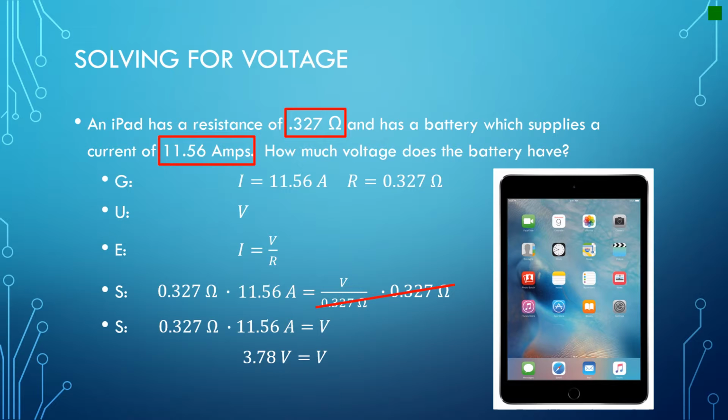That means we need to get rid of 0.327 ohms, and to do that I have to do the opposite. Right now it's V divided by 0.327 ohms, so I'm going to do the opposite, multiply by 0.327 ohms. And if I do that on both sides to keep it algebraically correct, then I'm going to simplify. V divided by 0.327 times 0.327 will simplify down to just V. And then I have to multiply 0.327 times 11.56 and I get my answer of 3.78 volts, which is a pretty reasonable voltage for a battery.